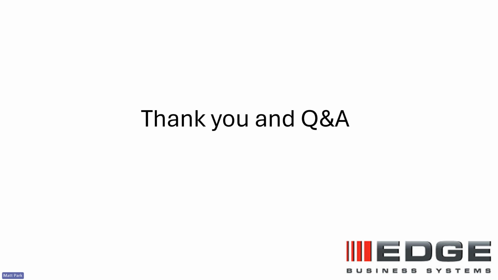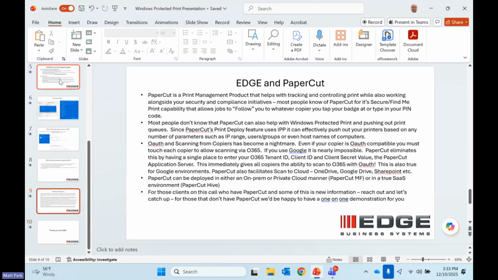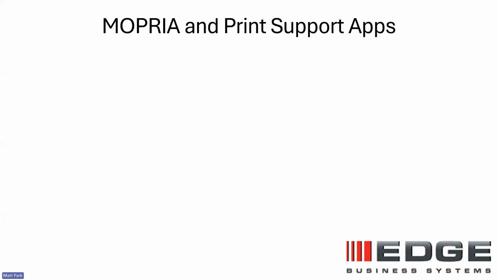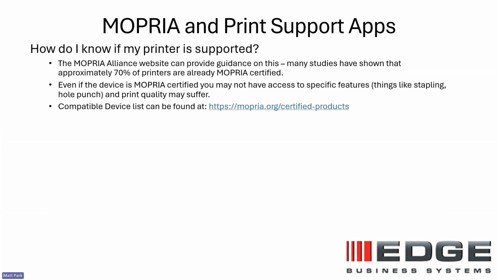I'm going to go back to that slide real quick, just so you guys can see it and have it handy. This is the slide that gives you the Mopria website. So let's put that back up there. It's mopria.org/certified partner or products. You can literally type in your manufacturer, and there's a drop down that will show you all the devices within their product line that are certified.